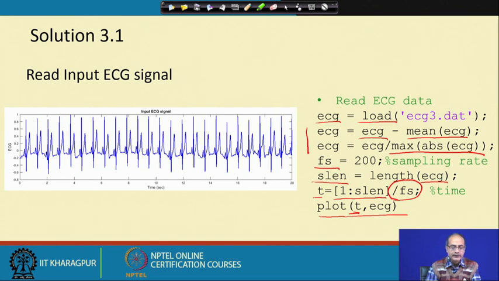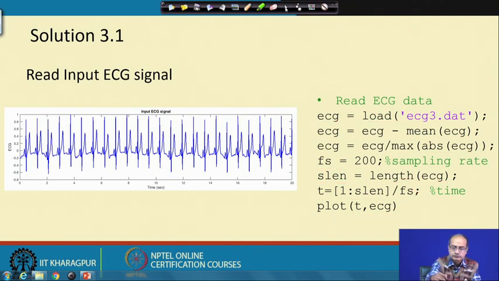The plot looks like we have 20 seconds of data. We have shown it here for only one signal, ECG3. The same way we can see it for all the cases.